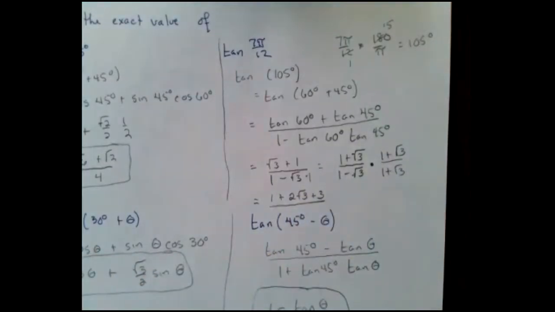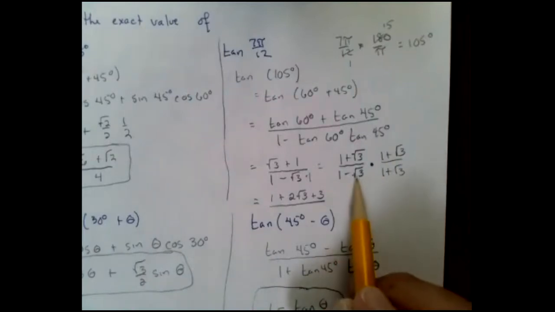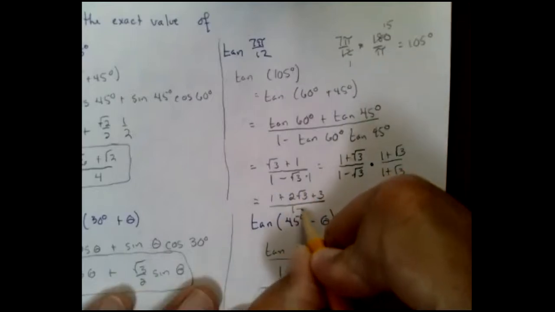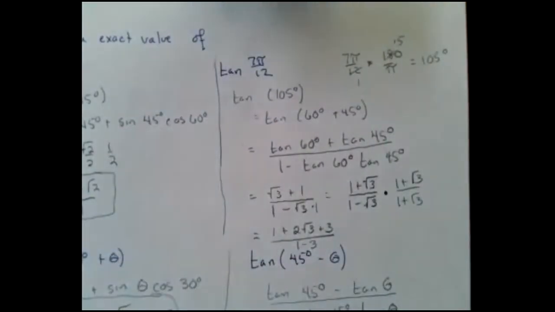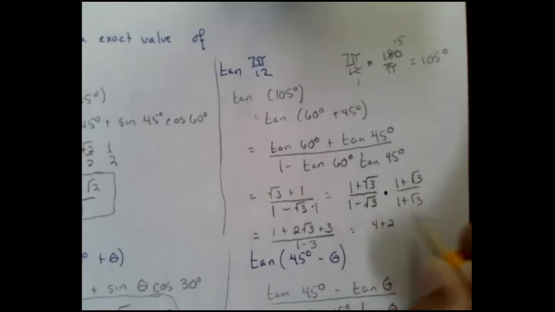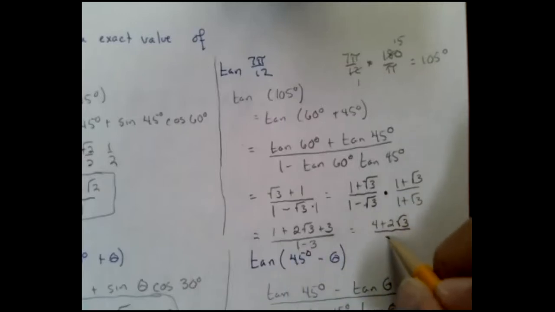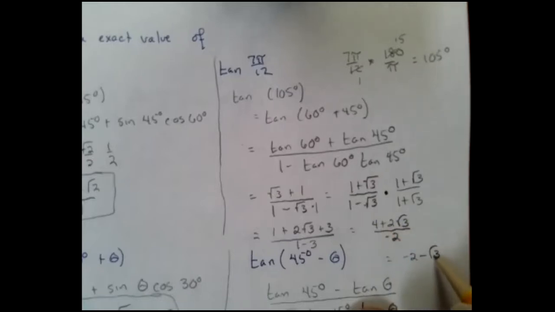Over 1, the outer and the inner cancel, minus 3. I didn't give myself so much room there. Numerator, 4 plus 2 square root of 3, over negative 2. Final answer: negative 2 minus square root of 3.